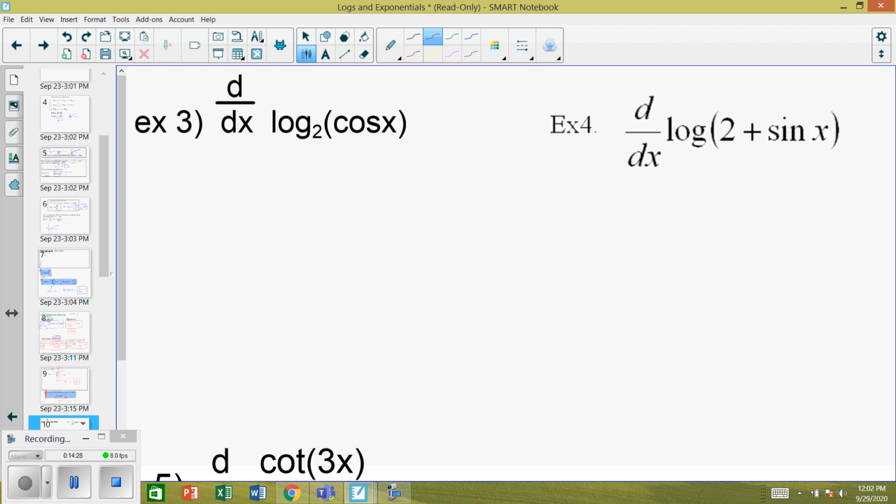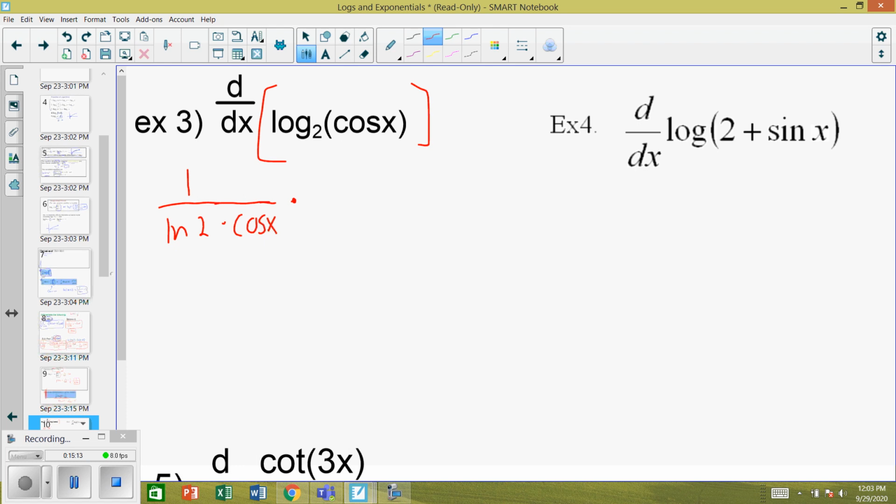So we've got the derivative of log base 2 of cosine of x. I'll break this into a couple parts. I always put the ln of a first, so that's going to be 1 over ln base 2, times the cosine of x, because it is 1 over ln of a times the base, and then times the derivative of the inside.